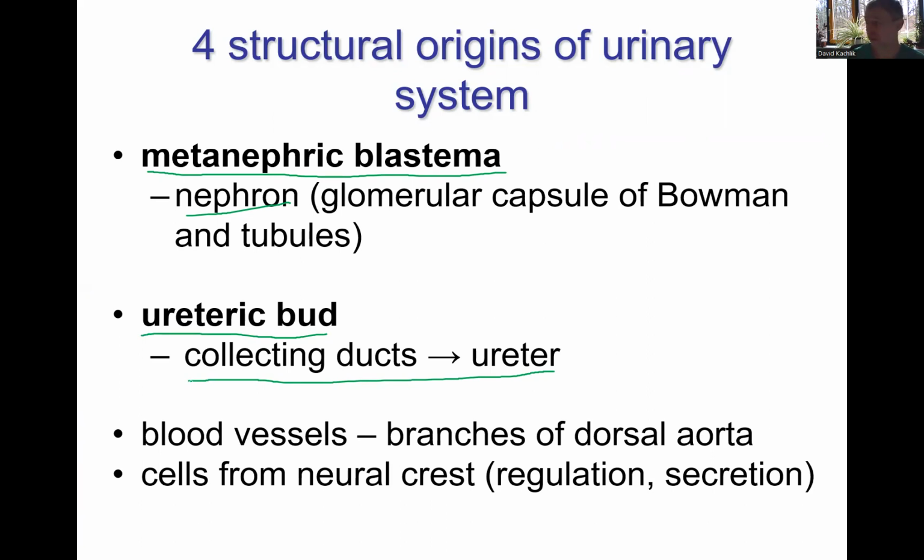Concerning the urinary bladder and urethra, they are produced by the cloaca, urogenital sinus, and surrounding splanchnic mesoderm, but this is a topic of the next lecture. Of course, the blood vessels are branches from the dorsal aorta, so they come from the mesoderm. And don't forget about the neural crest cells, which serve for the nerves.